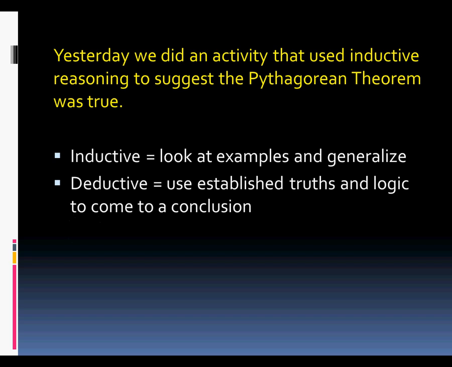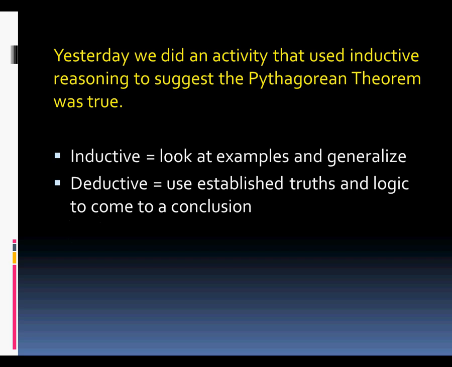In other words, you've looked at examples of certain right triangles. You've looked at the squares created from their sides and seen that the area of the A square plus the area of the B square is equal to the area of the C square. But that doesn't prove it for every right triangle. It just proves it for those triangles that we looked at, those 3 or 4 or 5.